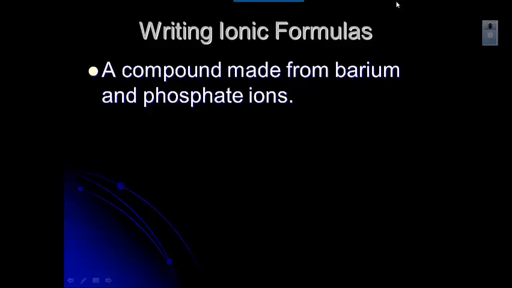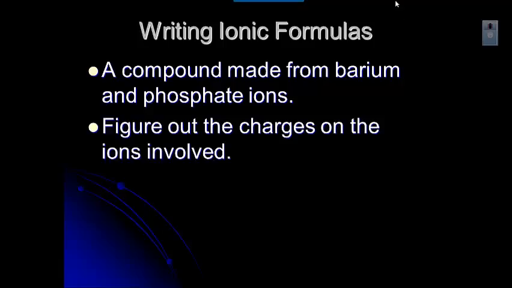So the first thing we have to think about when we write ionic formulas, let's look at an example of a compound made from barium and phosphate ions. We have to figure out the charges on the ions involved. And in order to do that, we have to think about the fact that the atoms gain and lose electrons to become more stable like the noble gases. So when you look at barium, barium tends to lose two electrons, so it tends to get a positive two charge.